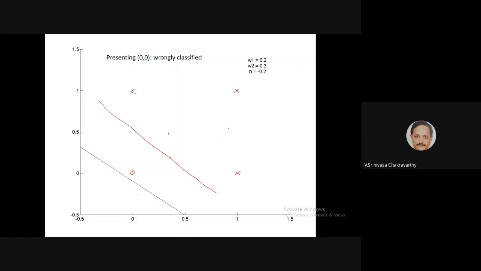So if I present the pattern 0, 0 as input, instead of giving 0 as output, it will give 1 as output, because the 0, 0 point is also on the same side of the line as the other points. So I give 0, 1 as input, and it gives the correct classification because it is on the positive side. 1, 0 also gets correct classification. 1, 1 also gets correct classification.